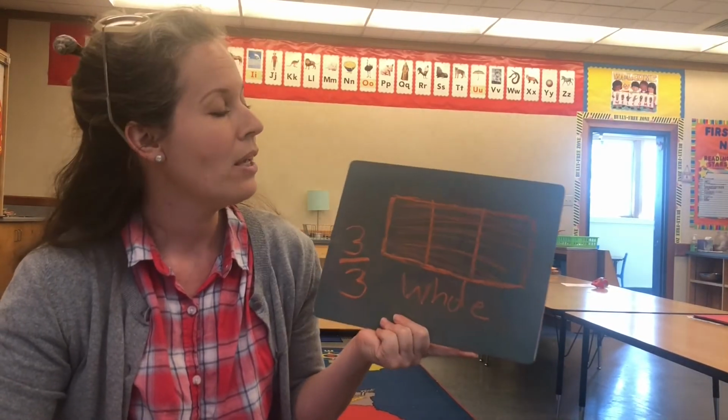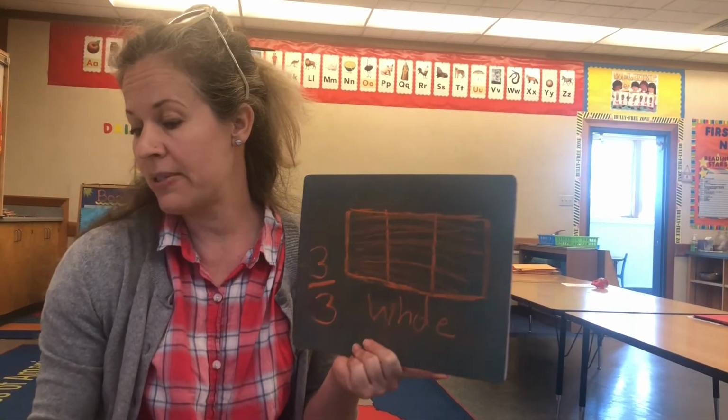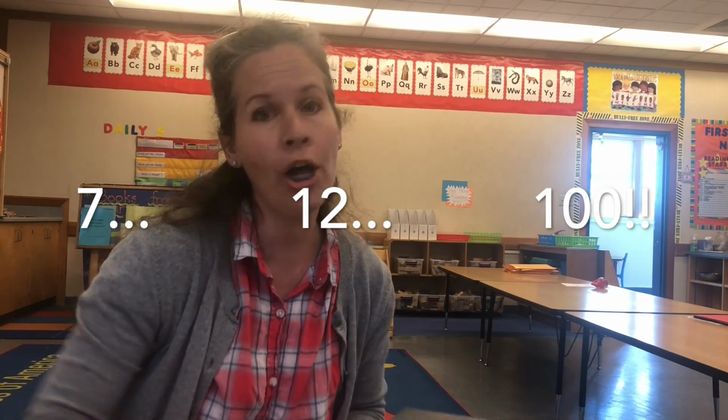See that? There's lots of ways to divide shapes. We can divide shapes into 7 parts, 12 parts, 100 parts. As long as they're equally divided, you can divide a shape into as many parts as you want.